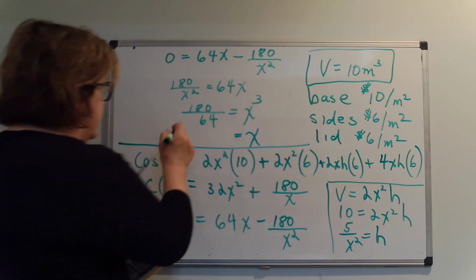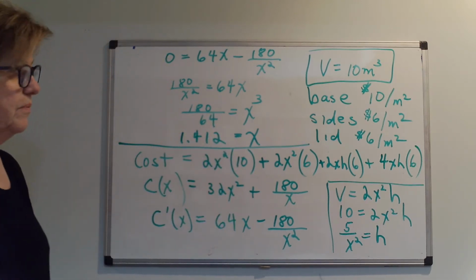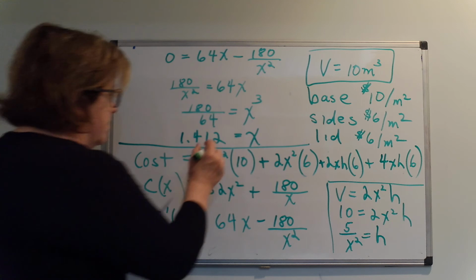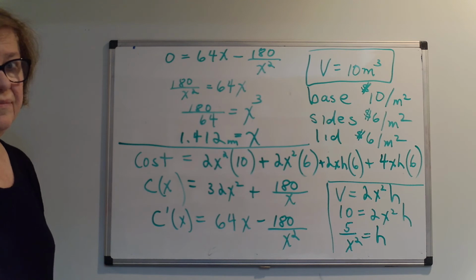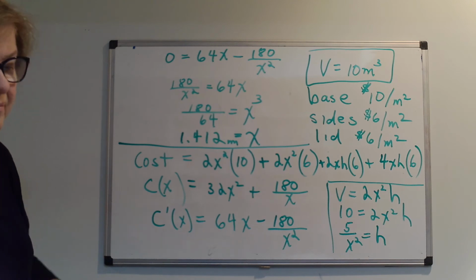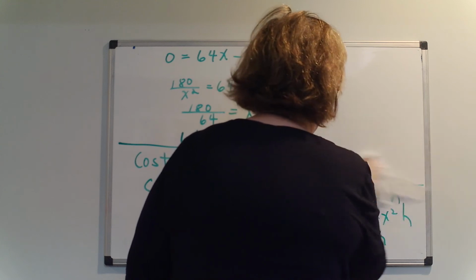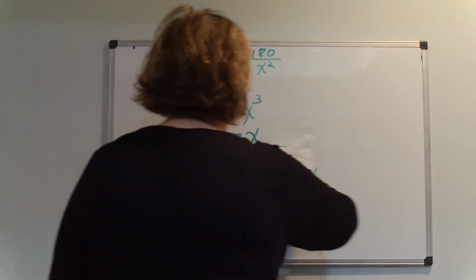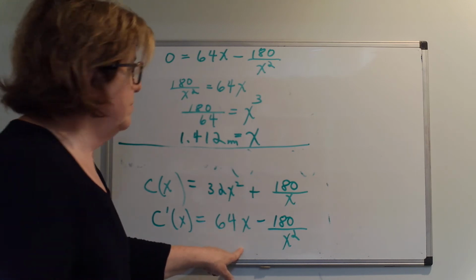And I get, let's say, 1.412. Let's say we do 3 decimal places. So it looks like if x is 1.412 meters, that could possibly be a local minimum. But how can we check? Well, to make sure it's a minimum and not a maximum, I'll leave this up here. To make sure it's a minimum and not a maximum, we could get the second derivative.